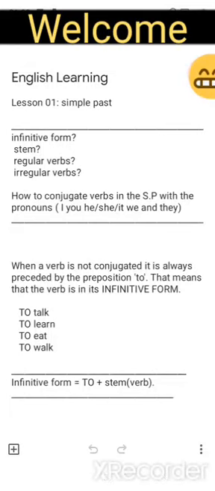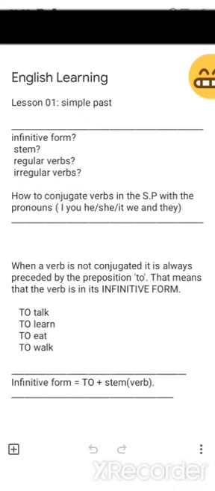My name is Najmuddin and I am going to be teaching you about the simple past tense. As we can see on the screen, by the end of this session we are going to be familiar with the terms infinitive form, stem, regular verbs and irregular verbs, as well as we are going to learn how to conjugate verbs in the simple past with the pronouns.